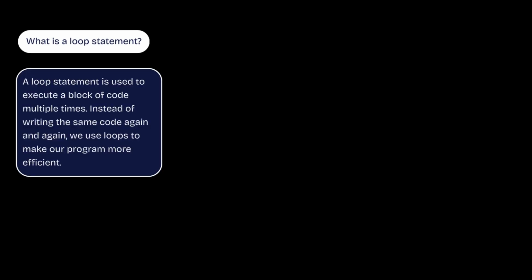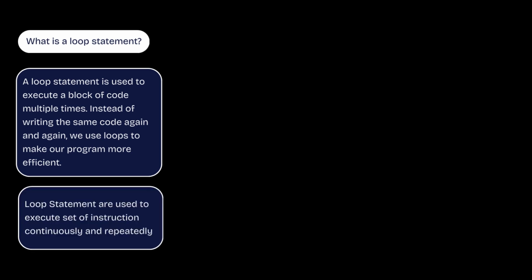What is a loop statement? A loop statement is used to execute a block of code multiple times instead of writing the same code again and again. We use loops to make our program more efficient, or we can say loop statements are used to execute a set of instructions continuously and repeatedly. So the next question arrives.